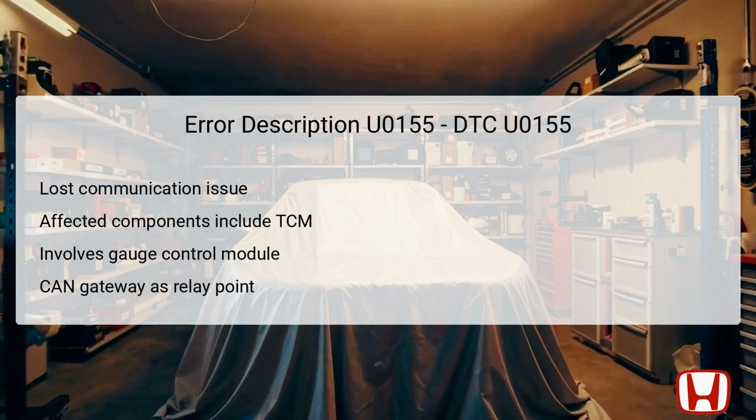The CAN gateway acts as a crucial relay point for ensuring messages flow between the TCM and Gauge module. Malfunctions can occur when signals do not get transmitted or received accurately through these channels, leading to potential dysfunctions in vehicle operations. Understanding the layout and function of these components is vital for pinpointing the source of the problem.